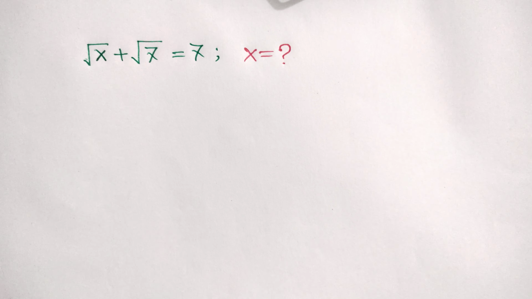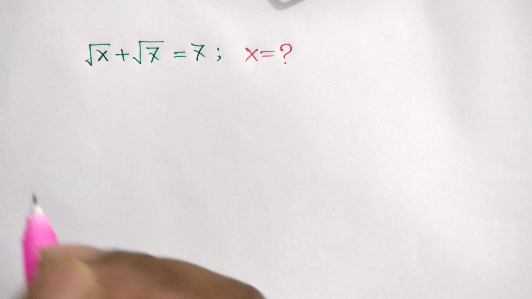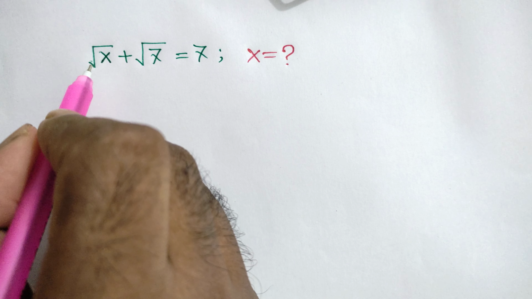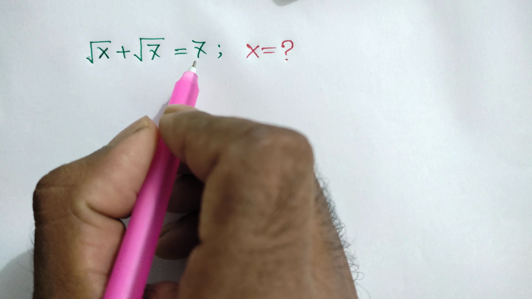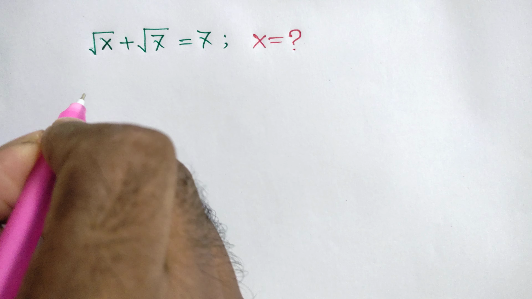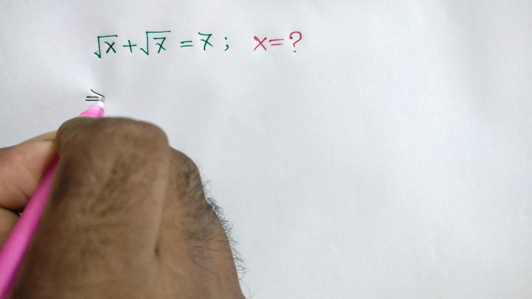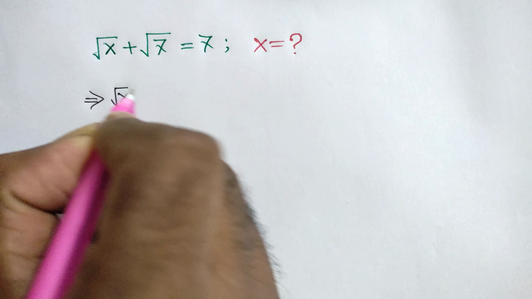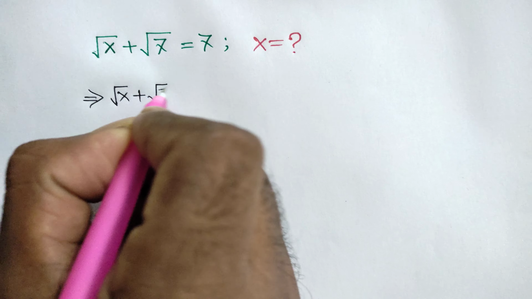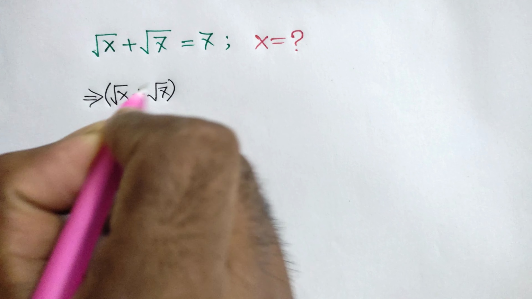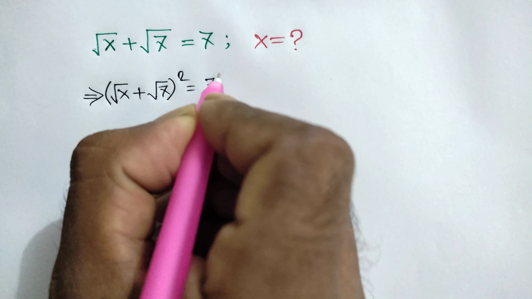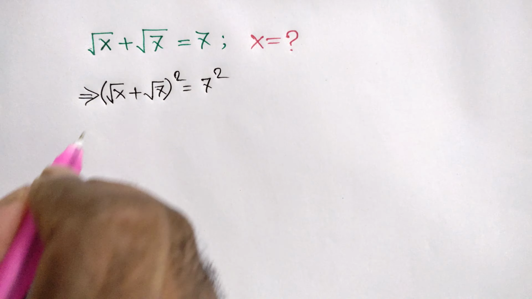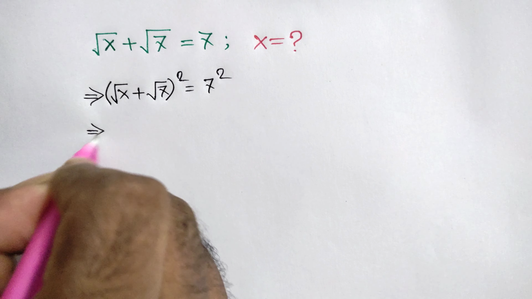Hi everyone, in this video I am going to show how to find the value of x where square root of x plus square root of 7 is equal to 7. Squaring both sides we can write square root of x plus square root of 7 whole square is equal to 7 square.